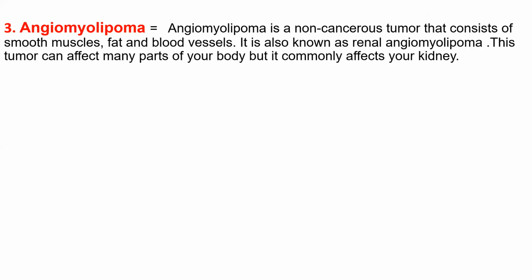Angiomyolipoma is a non-cancerous tumor, that is a benign tumor, that consists of smooth muscle, fat, and blood vessels. It is also known as a renal angiomyolipoma. Where does this tumor affect? This tumor can affect many parts of our body, but it mainly affects our kidney. Even though it occurs in many parts of our body, there is one particular organ where it is commonly seen, that is the kidney. That is the meaning of angiomyolipoma.